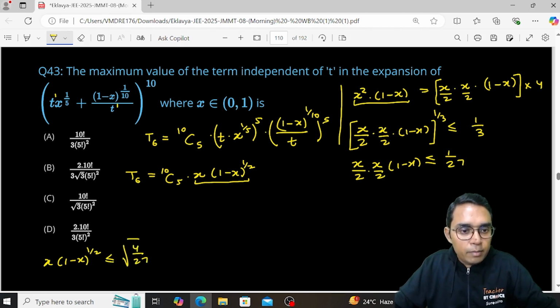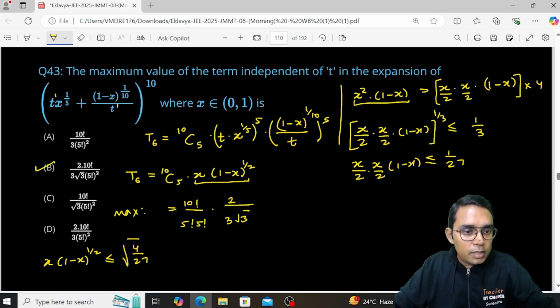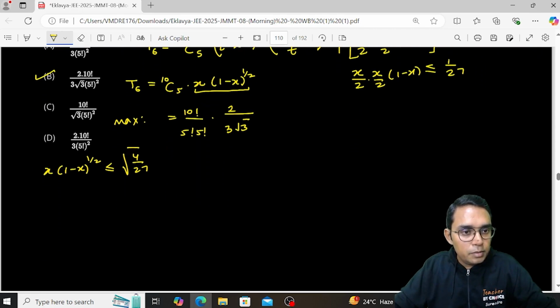Okay, so the maximum here would be 10C5, that is 10 factorial upon 5 factorial, 5 factorial, and here we will be getting 2 in the numerator and 3 root 3 in the denominator. So it will be 10 factorial upon 5 factorial square and 2 upon 3 root 3. So answer is B. I think other options are not matching. Yeah, so answer is B.